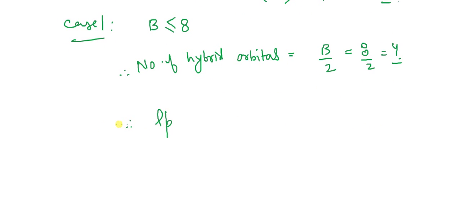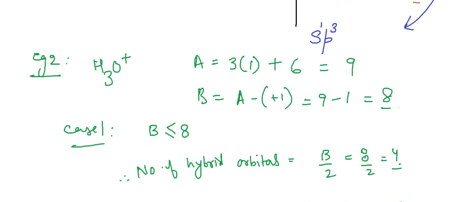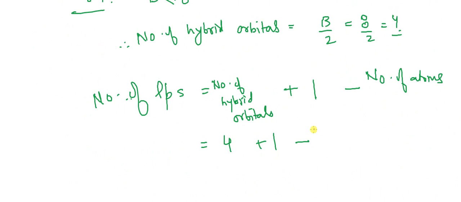And how many lone pairs is it going to have? Let's see. Number of lone pairs is equal to, what was the formula? It was the number of hybrid orbitals, and then adding 1 to it, then subtracting the number of atoms. So here the number of hybrid orbitals is 4, plus 1, minus how many atoms are present? Can you calculate? 3 hydrogen atoms and 1 oxygen atom, that is 4 atoms present. So you are subtracting 4 here, and you will get 1.